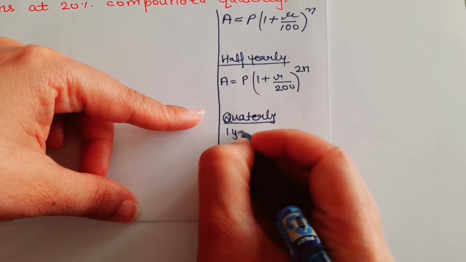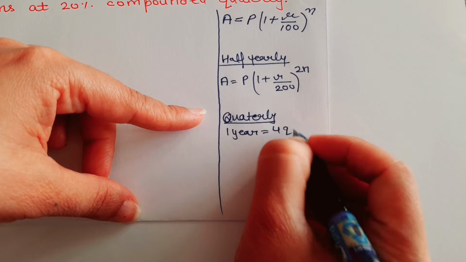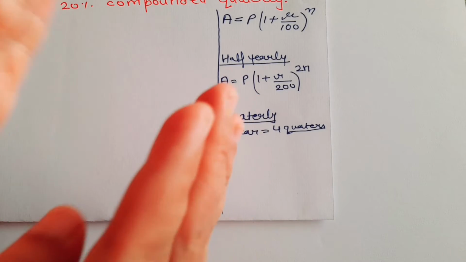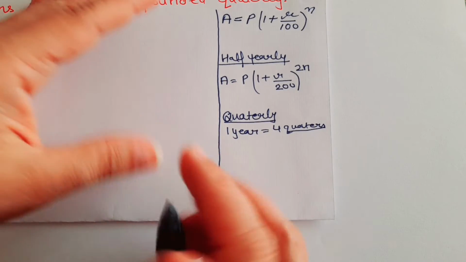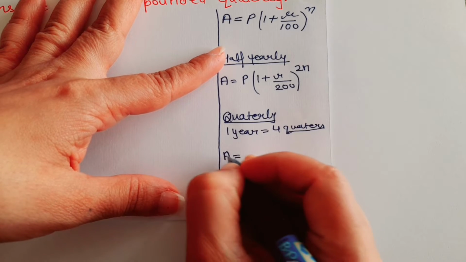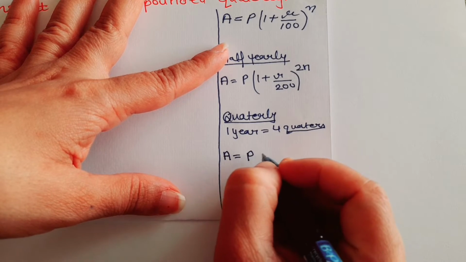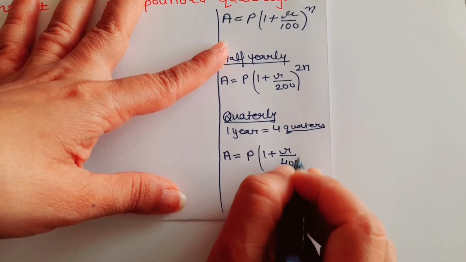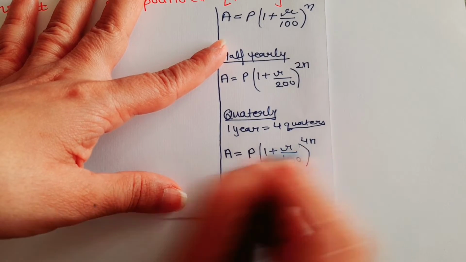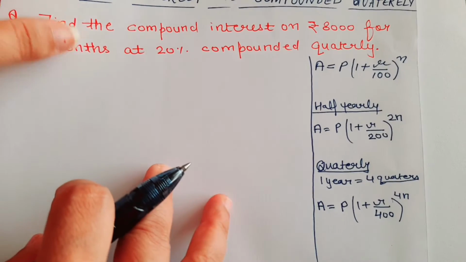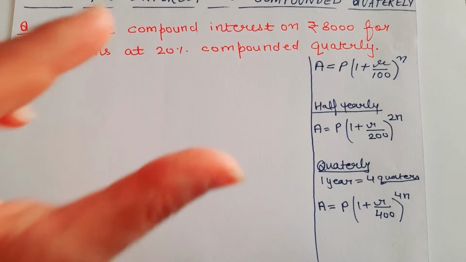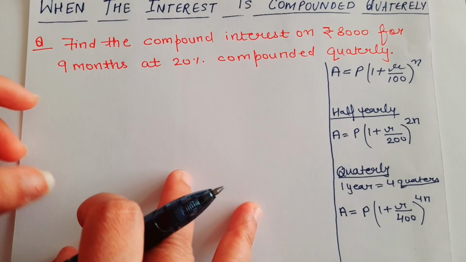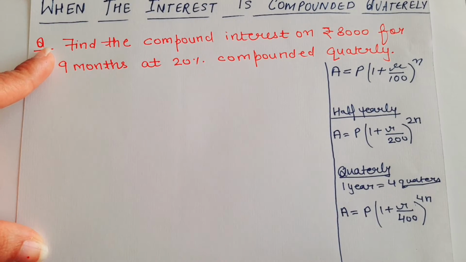Similarly, when we are compounding quarterly, we have 4 quarters in 1 year. So we compound 4 times in 1 year. The formula for amount is principal times 1 plus, we divide the rate by 4 and multiply the time by 4, because 1 year is 4 quarters: 1, 2, 3, 4. So we divide the rate by 4 and multiply the time by 4.